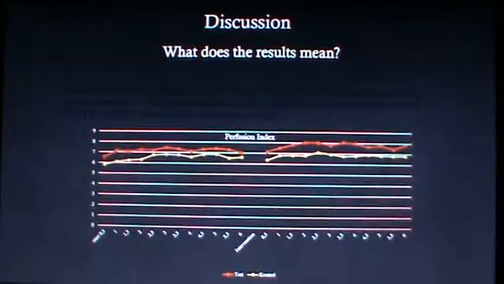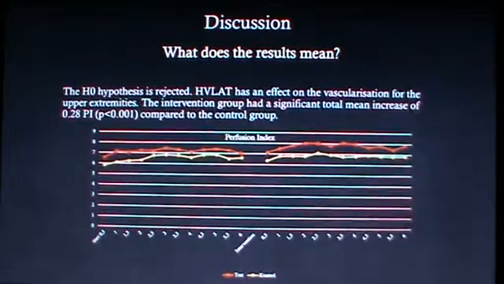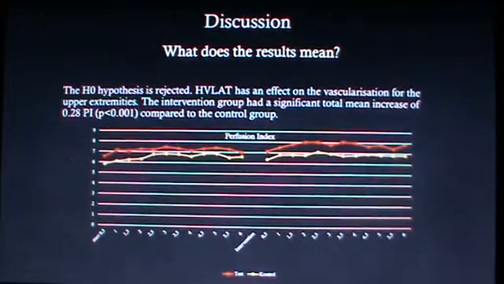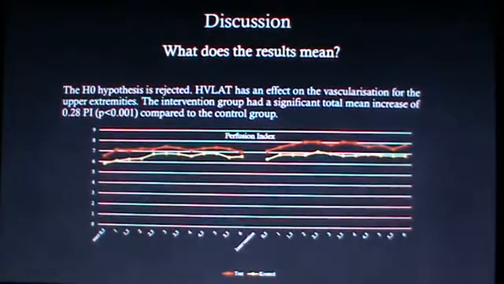What do the results mean? It means that we can reject the H0 hypothesis. High velocity, low amplitude thrust has an effect on the vascularization of the upper extremities. The intervention group had a significant total mean increase of 0.28 compared to the control group.